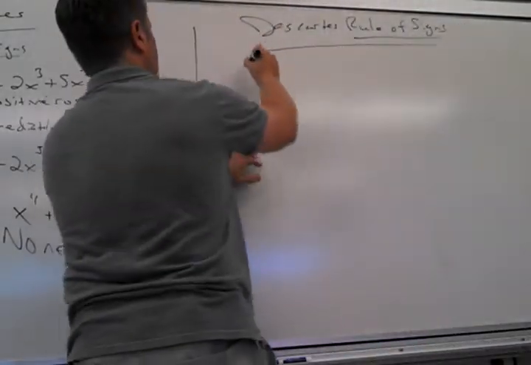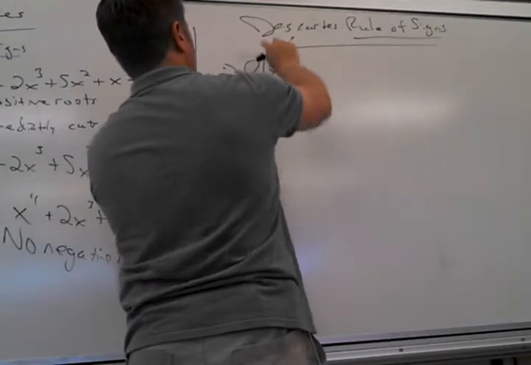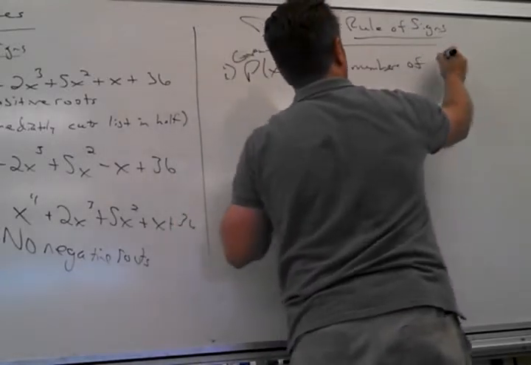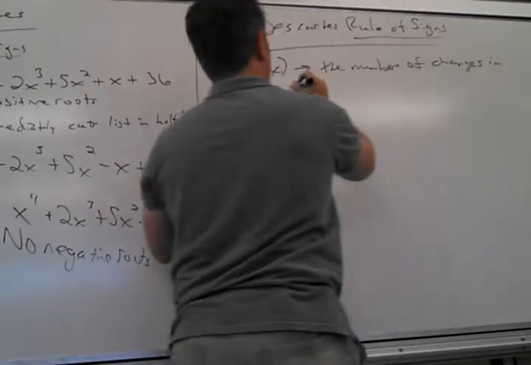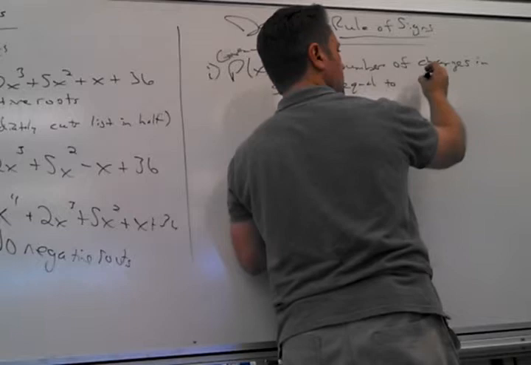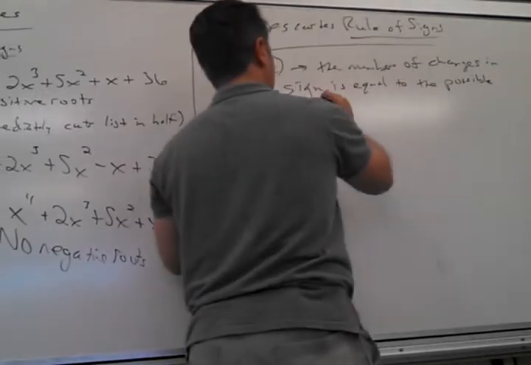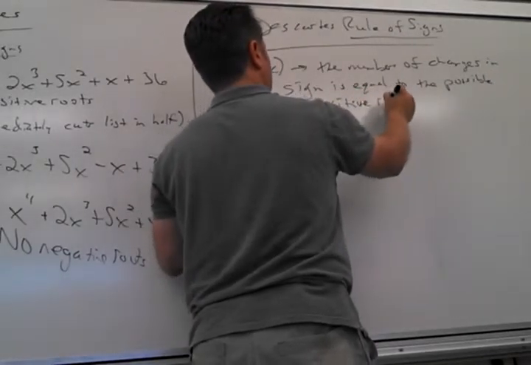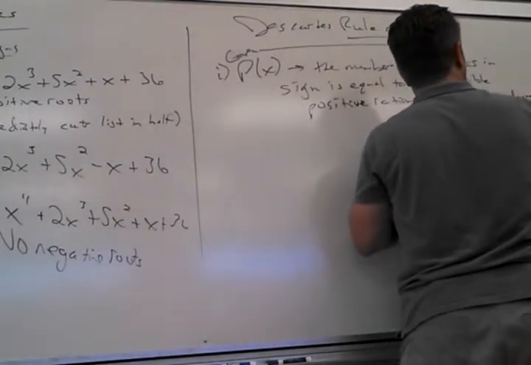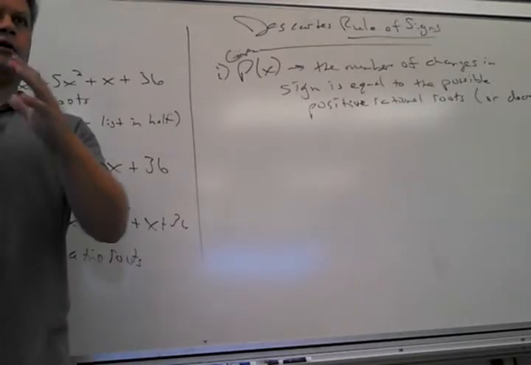Descartes' rule of signs says, given a polynomial, the number of changes in sign is equal to the possible positive rational roots, or decreased by two. Holy shit, is that all? Right. Yes, I'll try.